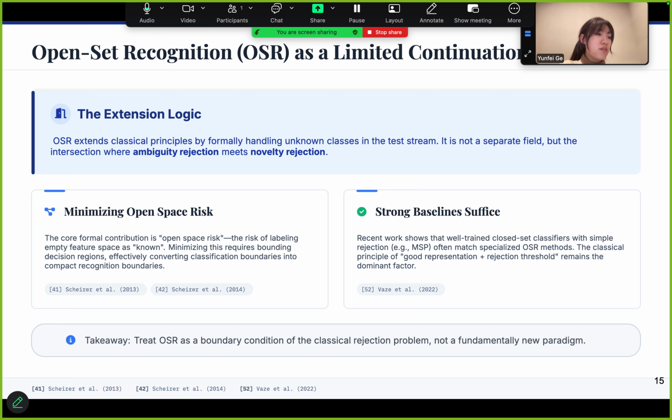An important empirical finding from Vaze and other people in 2022: well-trained closed-set classifiers with simple MSP thresholding often match or beat specialized OSR methods. This confirms the classical principle. A strong representation plus a principled rejection threshold is often all you need. The takeaway is to treat open set recognition as a boundary condition of the classical rejection problem, not a fundamentally new paradigm.